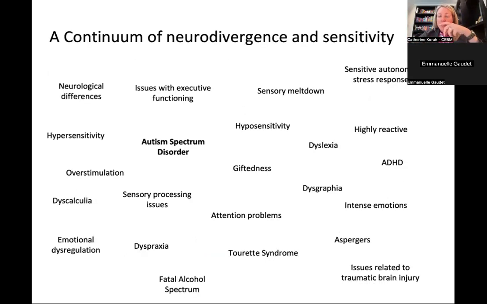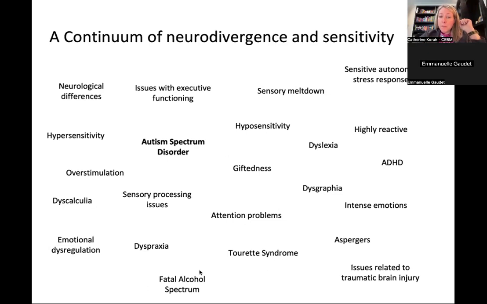Now, Emmanuel kind of introduced briefly some of the bits and pieces that fall underneath the umbrella of the continuum of neurodivergence and sensitivity. And so here's the list, and I might have forgotten some. And so by all means, it's not an end-all be-all list. But Autism Spectrum Disorder definitely fits into this category. Looking at giftedness, looking at ADHD falls under that. Tourette Syndrome falls under that.